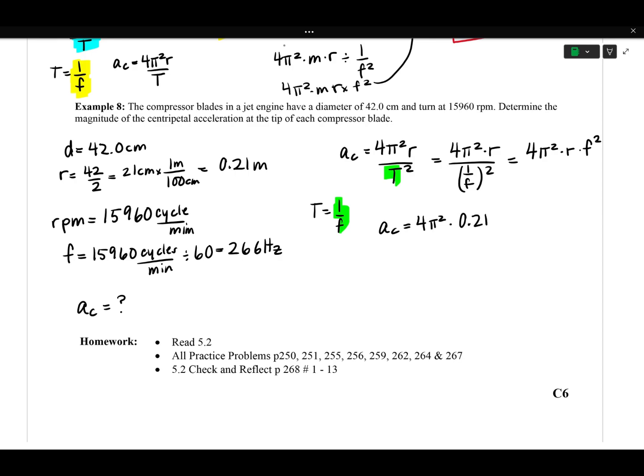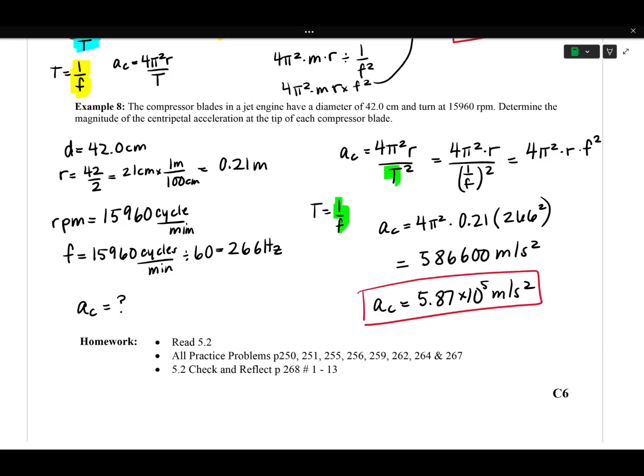So here we go. We can now plug that in. So AC is going to equal 4 pi squared times r, 0.21, times f, 266, and we're going to square that. Plug that into your calculator and you will get 586,600 meters per second squared. We are going to round to 3 digits, so now we're going to get 5.87 times 10 to the 5 meters per second squared.